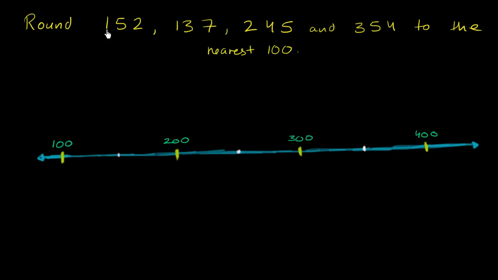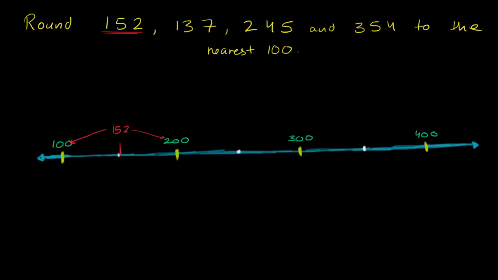Let's start with 152. Where does 152 sit? Halfway in between is 150, and 152 is going to be just to the right of that, so that's 152 right over here. What are our two options? We might round up. The multiple of 100 above 152 is 200. The multiple of 100 below 152 is 100. Which direction do we go in? Do we round up to 200 or round down to 100?